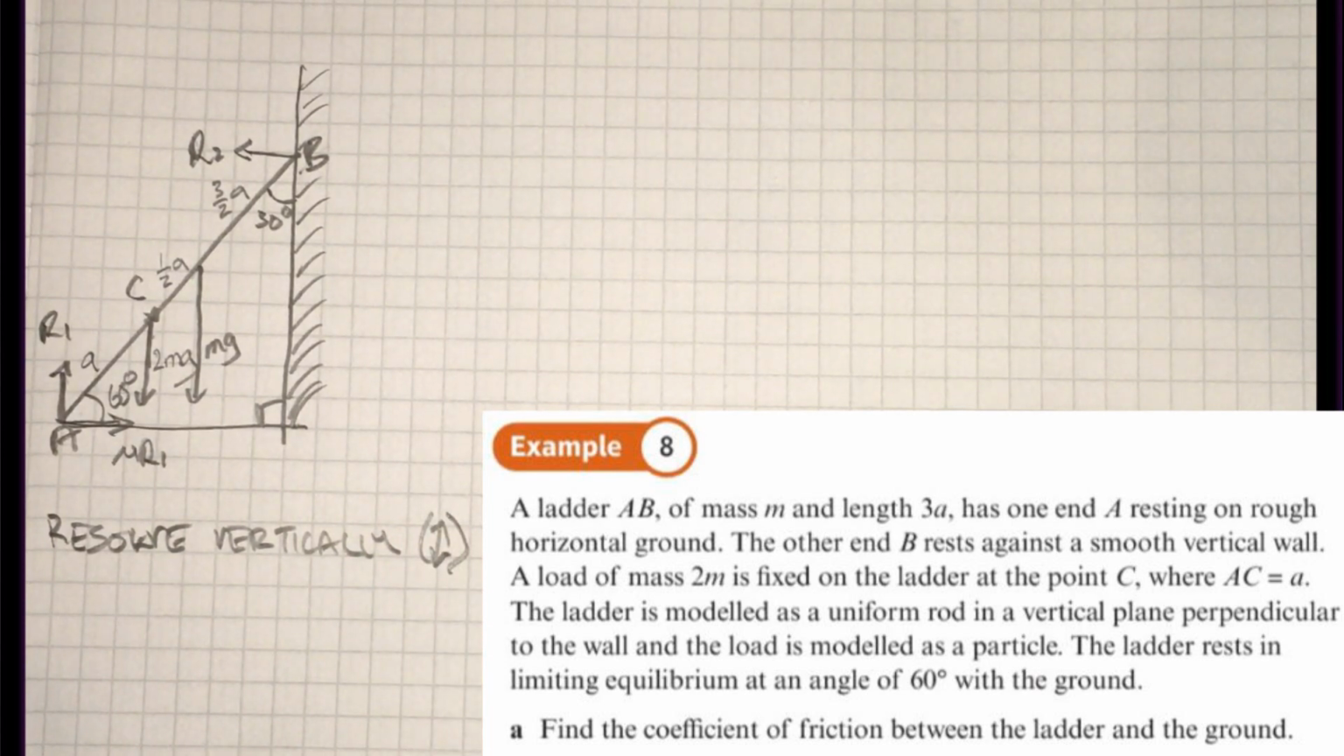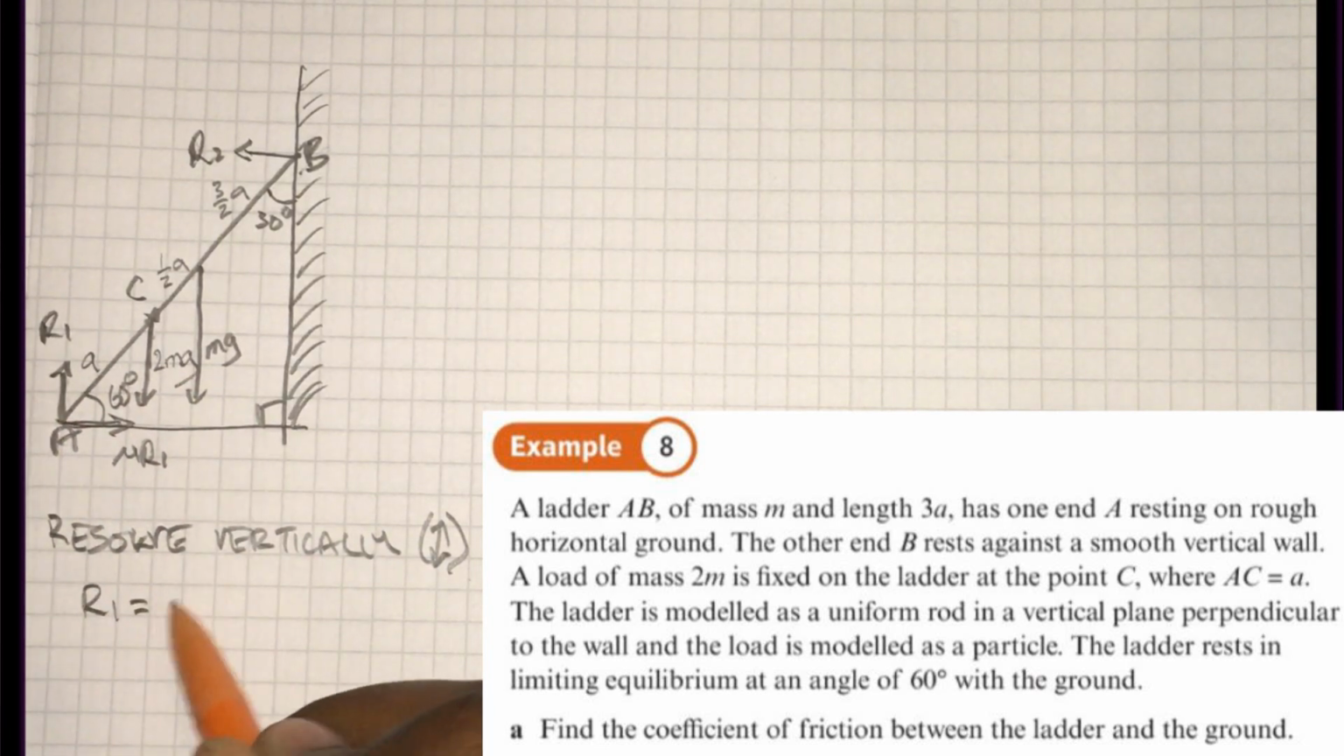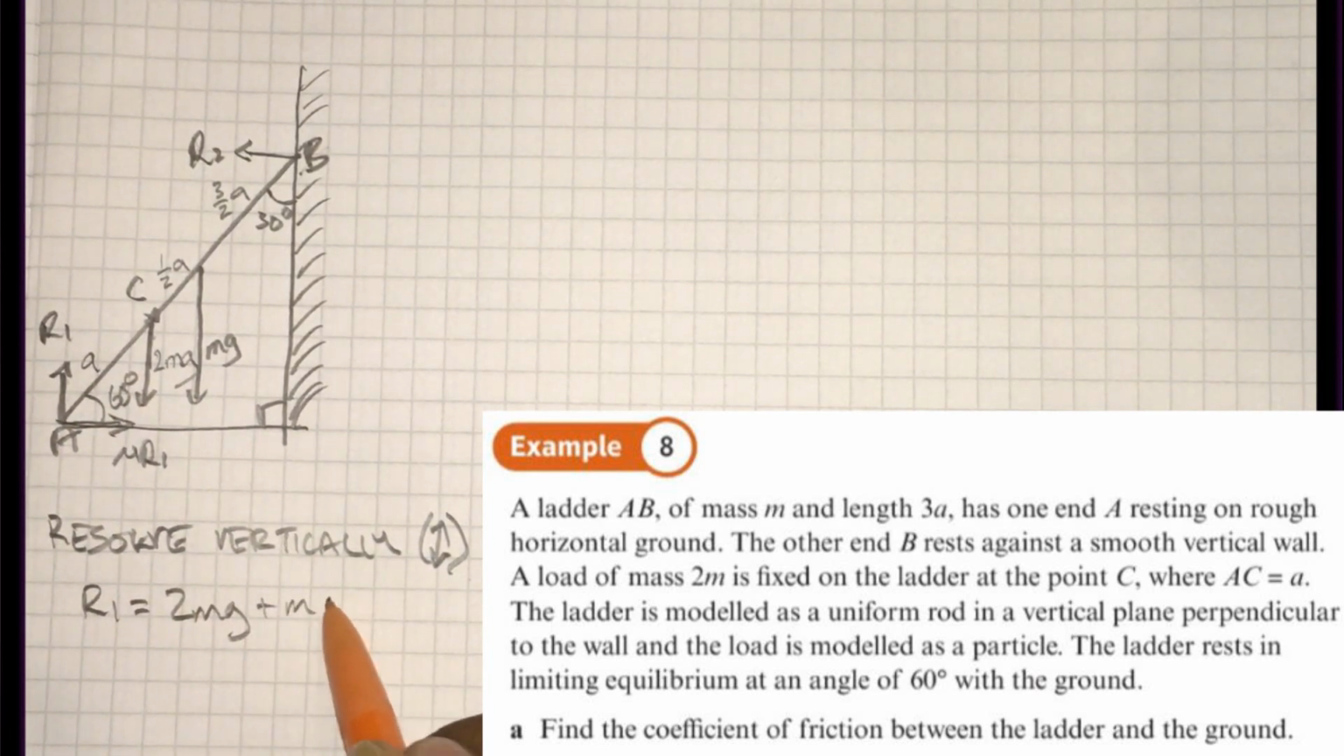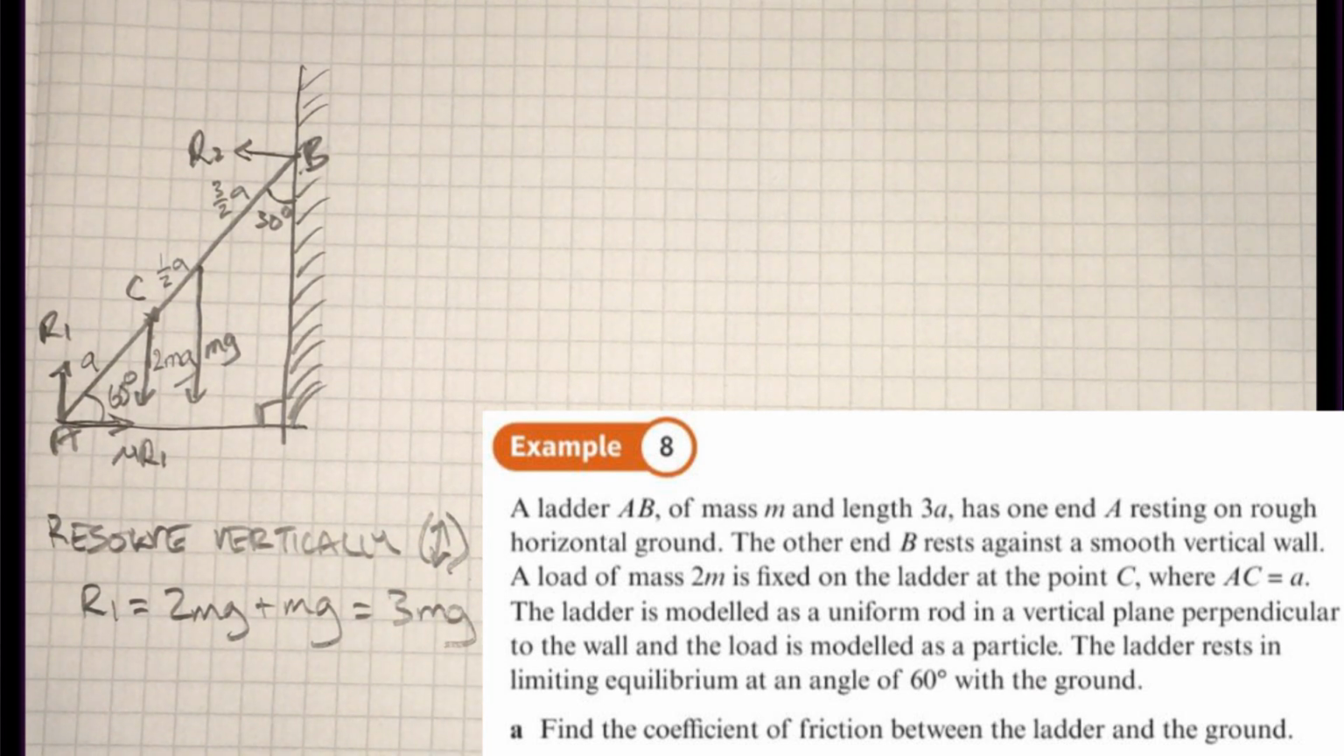So for this particular question, I'll start by resolving vertically. All of the upwards forces should equal all of the downwards forces. So R1 should equal 3mg.